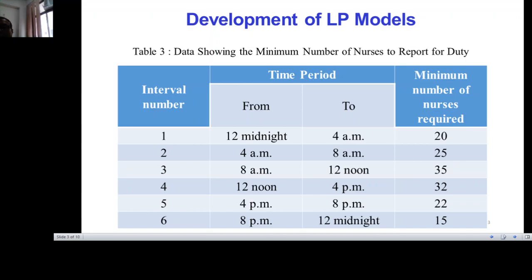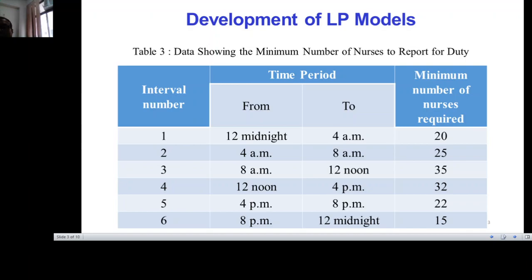x1 plus x2 in that case will be greater of these two numbers, should be greater or equal to 25. So, this x1 plus this x2 should be greater than or equal to 25. Likewise, x2 plus x3 should be greater than or equal to 35, x3 plus x4 should be greater than 32, x4 plus x5 should be greater than or equal to 22, and x5 plus x6 should be greater than or equal to 15, and x1, x2, x3, x4, x5, x7 should be greater than or equal to 0, because it cannot be negative number.